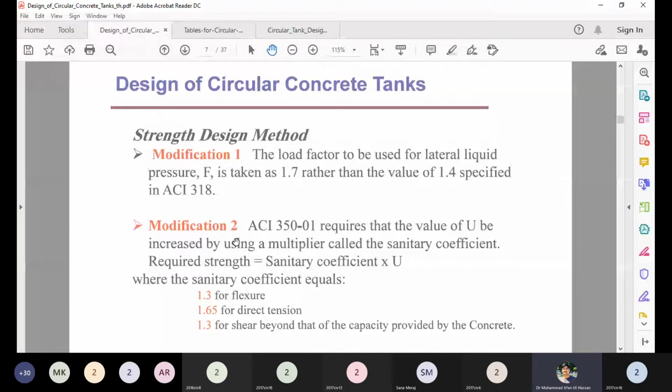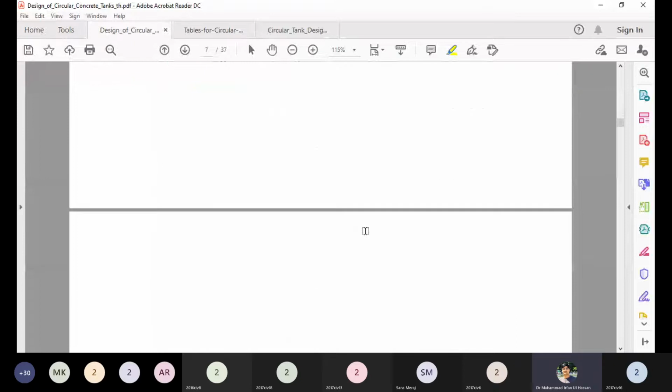The second modification is that the sanitary coefficient is also introduced. This sanitary coefficient is basically multiplied with the required strength, so it is further enhanced. The sanitary coefficient is 1.3 for the flexure, 1.5 for the direct tension and 1.3 for the shear. So these modifications are applied in the ACI 350 code.